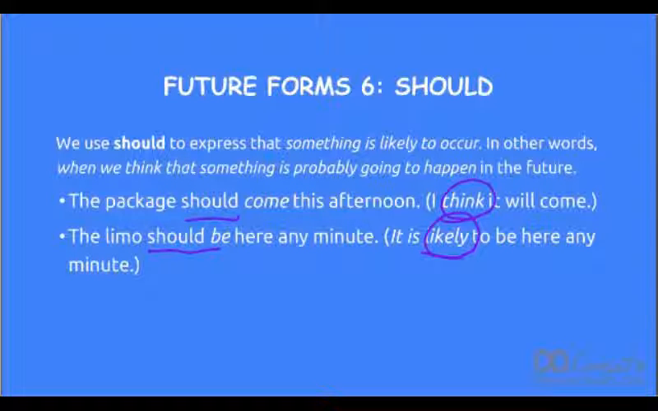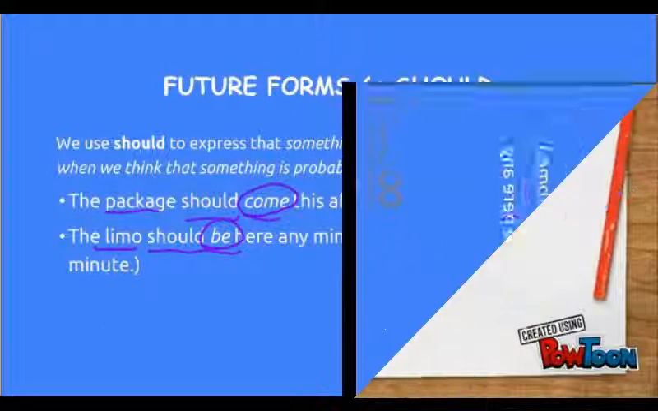Again, with the word should, the main verb does not change in this form, just like the other modal verbs that we talked about. The package should come. The limo should be. It might seem really complicated thinking about all the different ways that we can talk about the future in English. So let's take a look at some real examples of these forms in conversations among people.